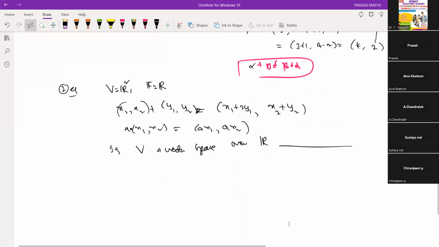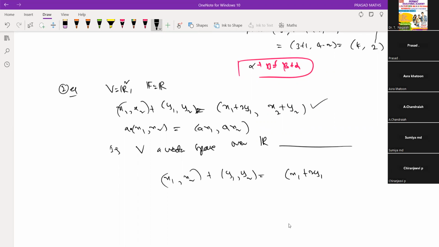First of all, is it a well-defined function? The answer is yes, because you give me any two elements, the first is (x1, x2), the second is (y1, y2). If you add them, it is a real number, no doubt, and x2 plus y2 is also a real number. Hence it is an element in V. Therefore, this vector addition is a meaningful operation, because you give me two elements in R2, and once you add them, you get a vector in V.